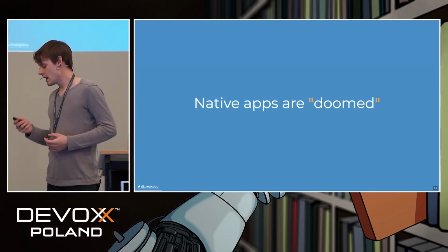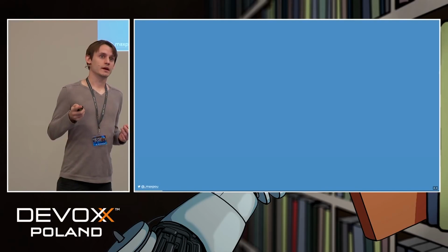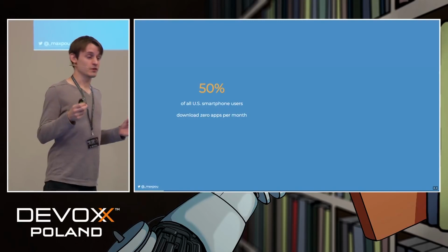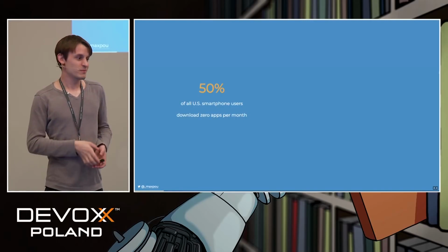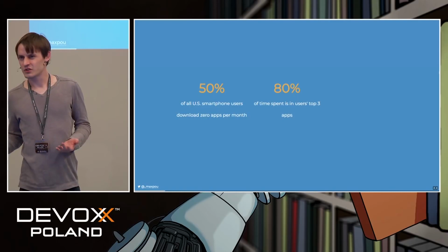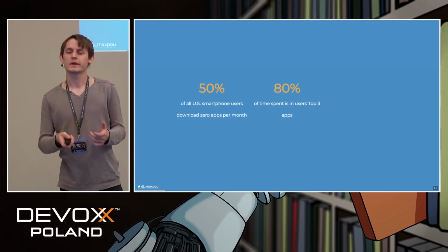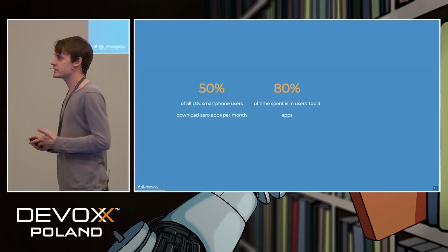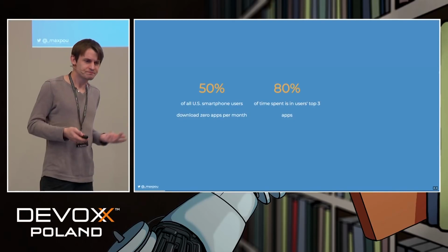One of the first things is that today in the US, 50% or more of users download zero apps a month. I don't know about you, but for me, it's kind of the same. Well, I installed the Devoxx app, but otherwise, I don't really install applications. I use my browser for almost everything. When I'm not using my browser, I have my three main applications, and I always use them. Usually it's something to retrieve your emails, something for your social media, and maybe a second social media app.